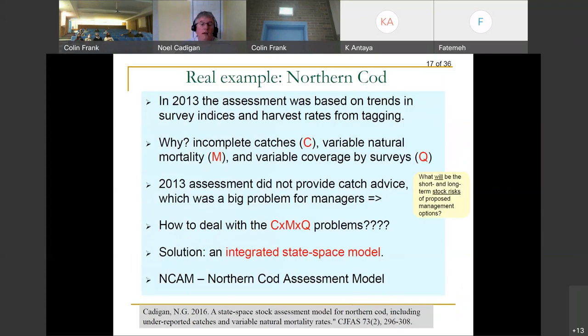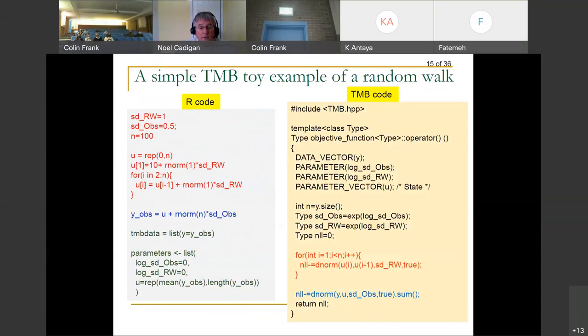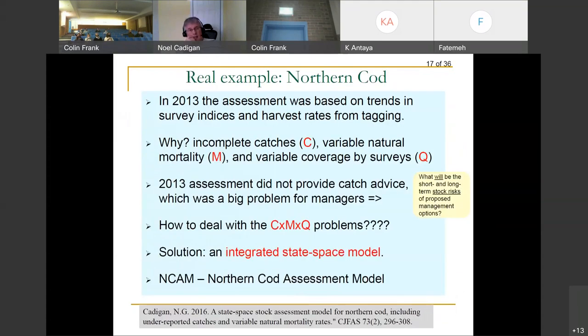Okay, let's get through an example: Northern Cod. So that was a toy example; this is a real example. And I've been involved in the assessment of Northern Cod since the mid-1990s. Between about 2005 and 2015, the assessment was in pretty bad shape. It was just based on trends in survey indices and estimates of harvest rates that were produced from tagging data.